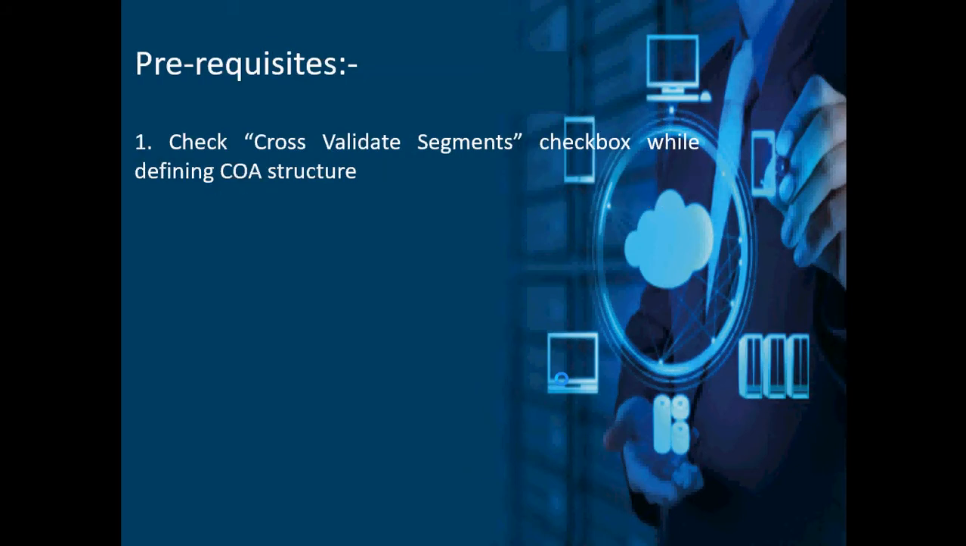So there are a couple of prerequisites for creating a cross validation rule. The first thing is you need to ensure that the cross validate segment checkbox is checked when you are defining your chart of account structure. If you do not check the checkbox, the system will not enforce the cross validation rules whatever has been created.